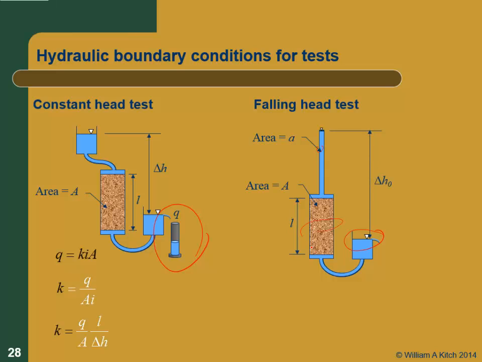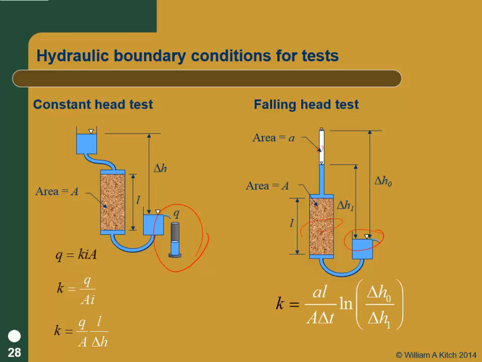You start off at a certain delta H, and then you just open up the stopcock and let this thing flow, and then you measure a delta H later. What's nice about this one is you can use a really, really small tube so that you can get a really accurate measure of the volume because you're using a really small diameter tube. But the hydraulic gradient in the head is changing the whole time.